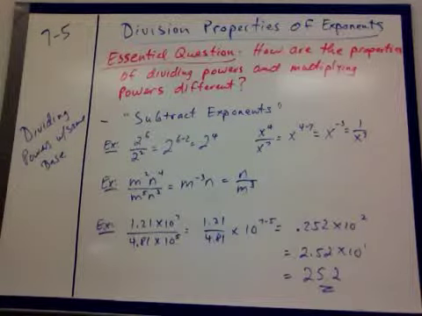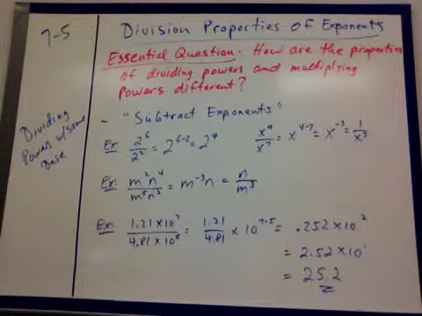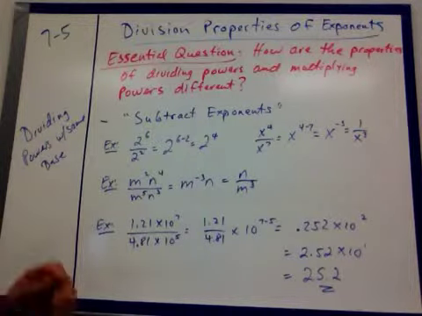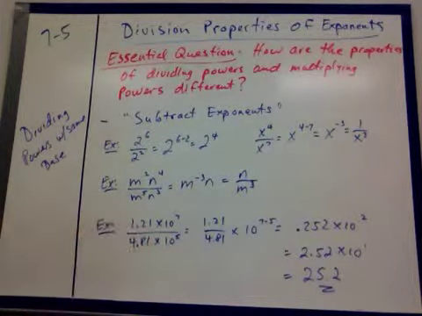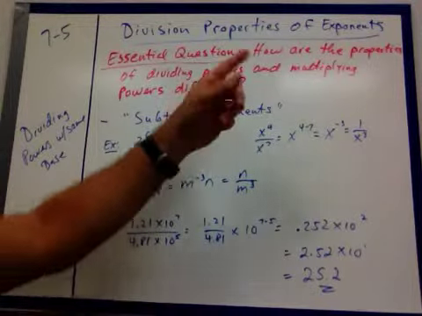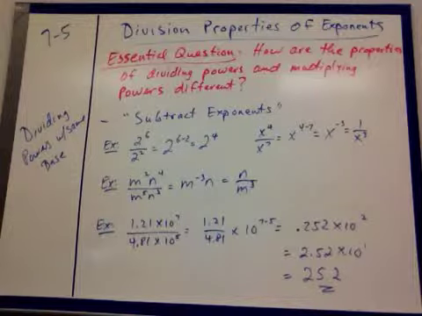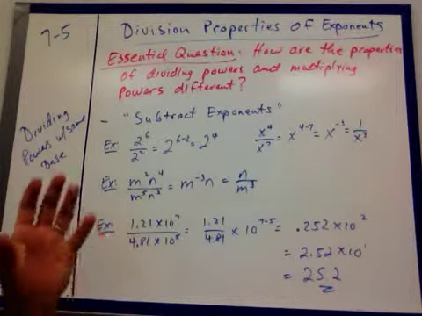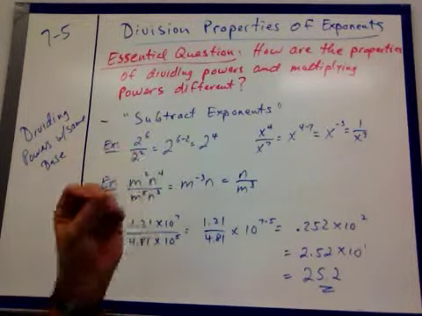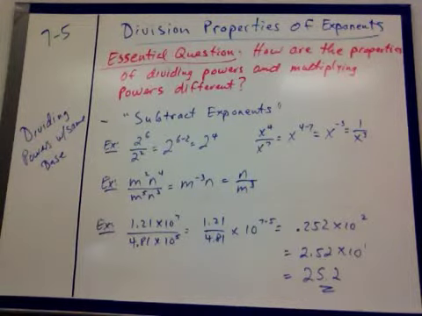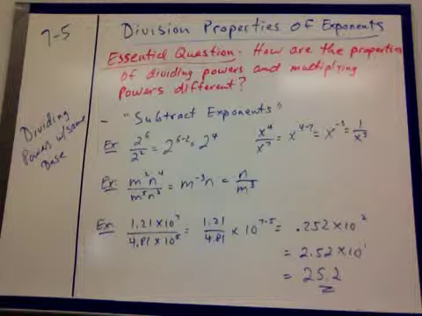Alright, Algebra 1. We just got done talking about multiplying, taking exponents and raising them to a power. Now we're going to look at dividing, where we have exponents involved. How are the properties of dividing powers and multiplying properties different? Well, we know that when we're multiplying, we add our exponents. When we divide, we're subtracting the top exponent minus the bottom when you have a common base. So that's what we're looking at here.